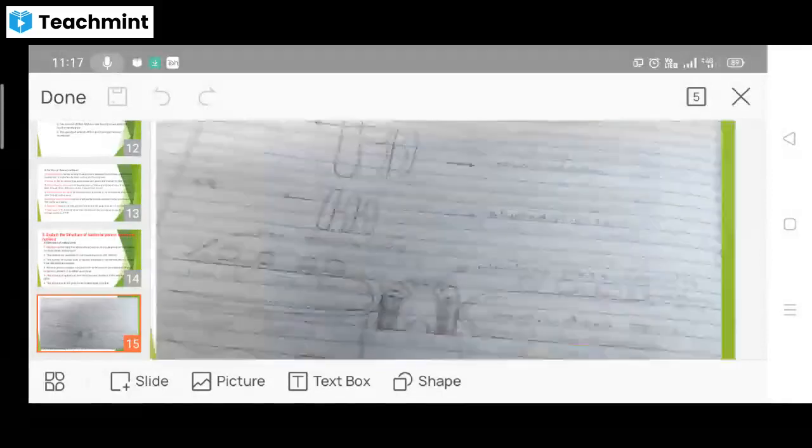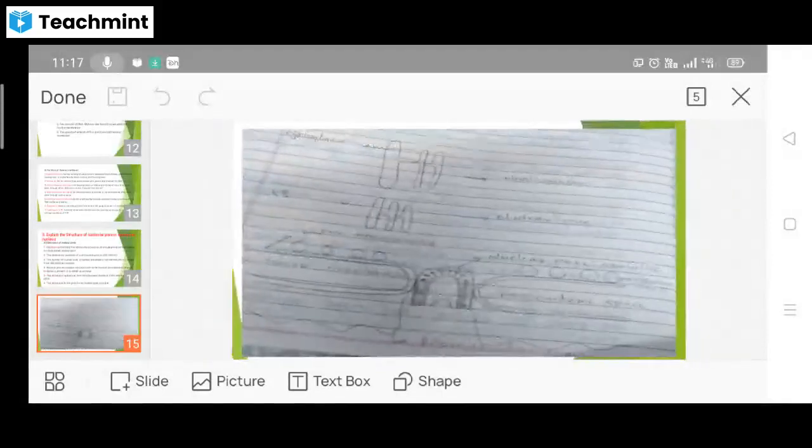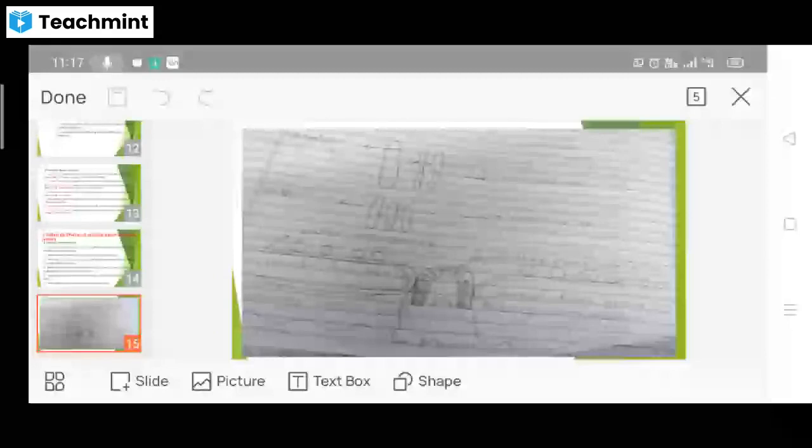See here in the diagram, at the two sides there is the membrane, and in between this membrane the nuclear pore complex is present. The inverted U shape that you can see in the middle is the nuclear pore complex.